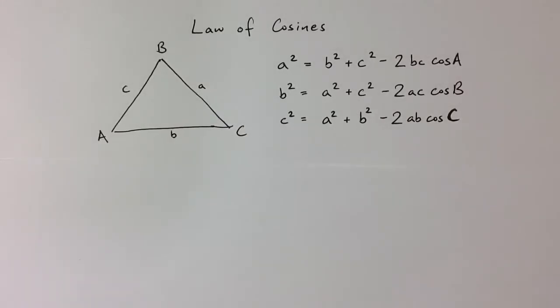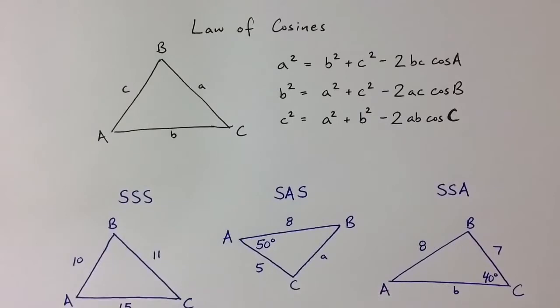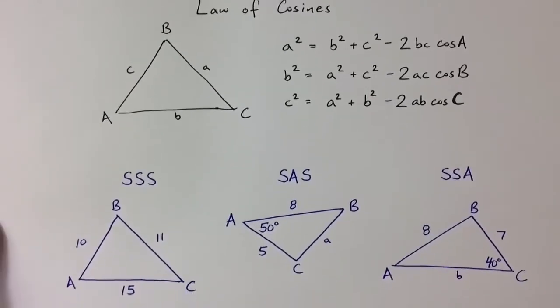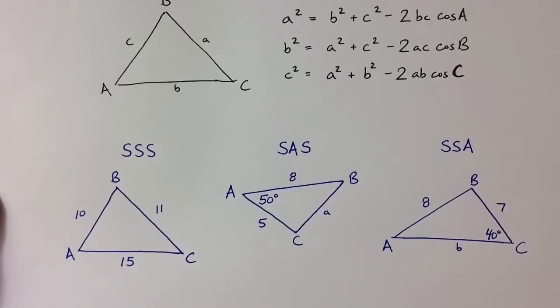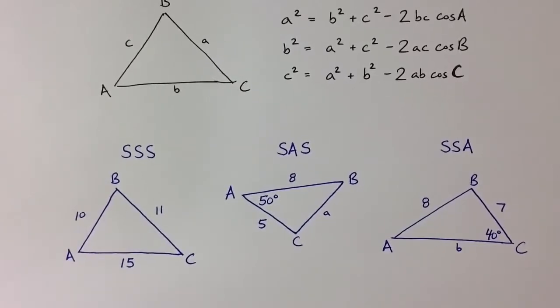Because the law of cosines applies to any triangle, we can use it to solve triangles even if they aren't right triangles. And what we mean by solving triangles is, if we're given some information about a triangle, we want to be able to solve for the other information, determine what the other side lengths and angles are. And the law of cosines helps us in 3 particular situations.